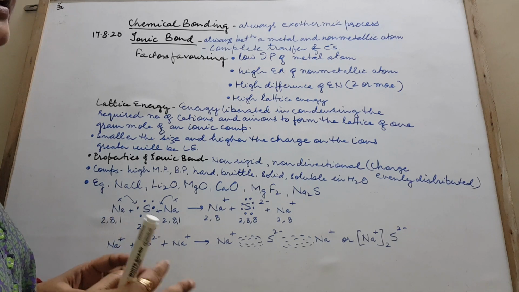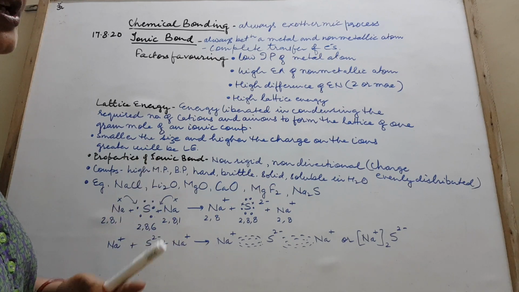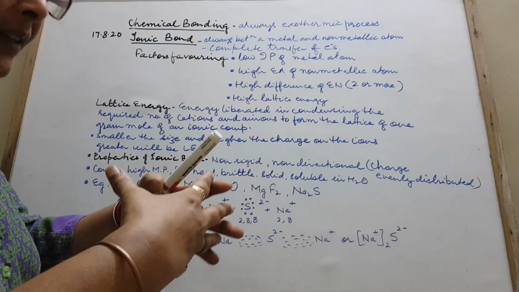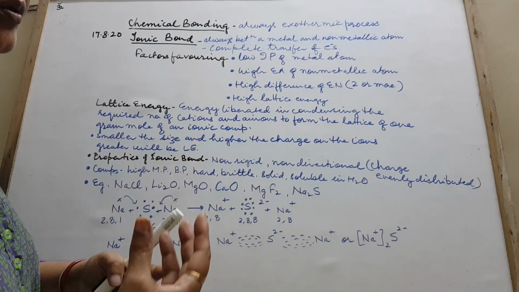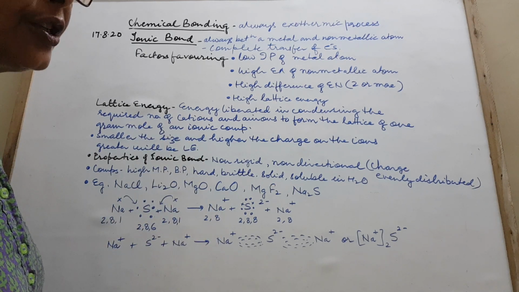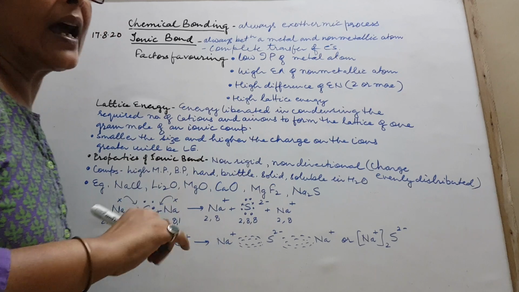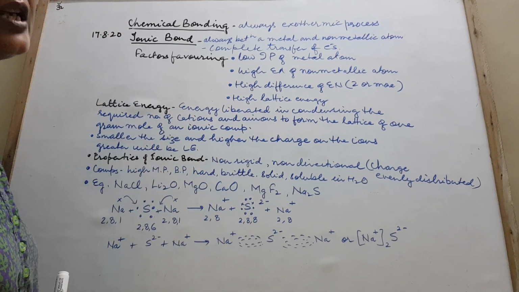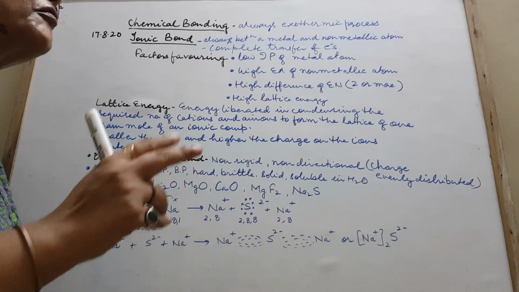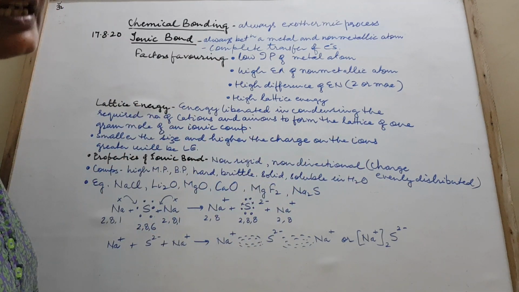What all number of ions are required for the formation of 1 mole of ionic compound, and condensing those, arranging those atoms, ions together within a compound during the formation of its 1 mole, is called its lattice energy. So energy liberated in condensing the required number of cations and anions. Say for example, you have calcium fluoride, then 1 mole of calcium cations and 2 moles of fluoride anions are required in the formation of the lattice.